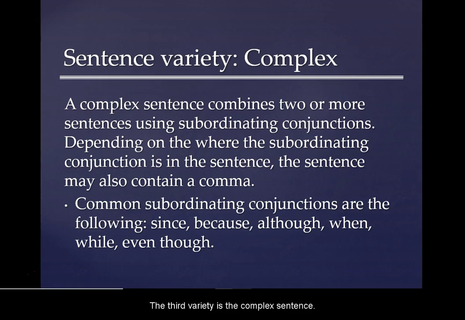The third variety is the complex sentence. A complex sentence combines two or more sentences using subordinating conjunctions. Depending on where the subordinating conjunction is in the sentence, it may also contain a comma. Common subordinating conjunctions are the following words: since, because, although, when, while, even though.